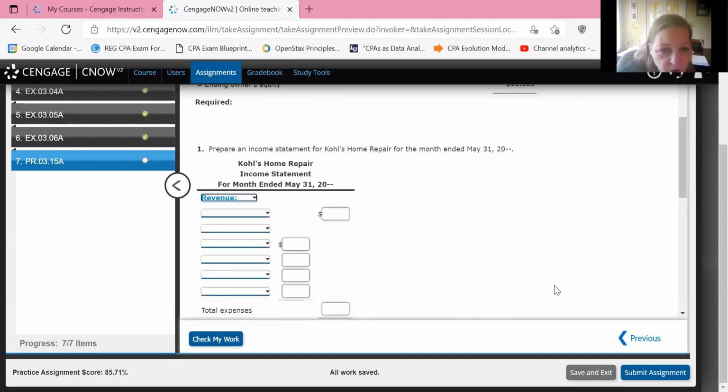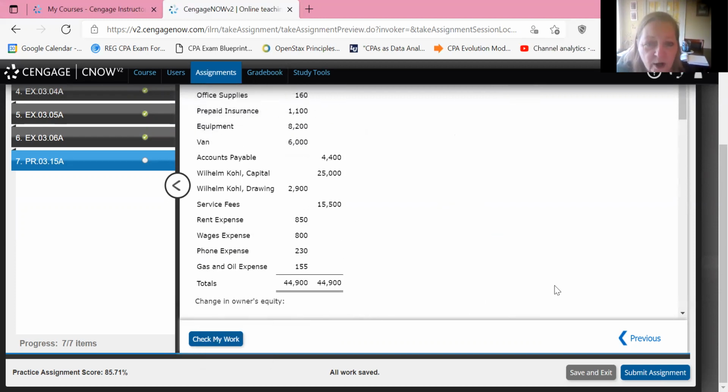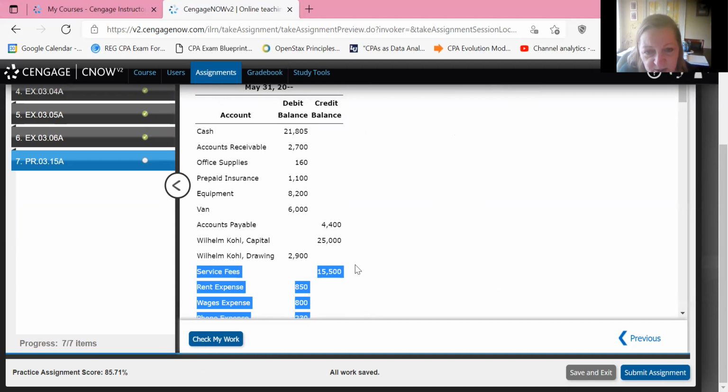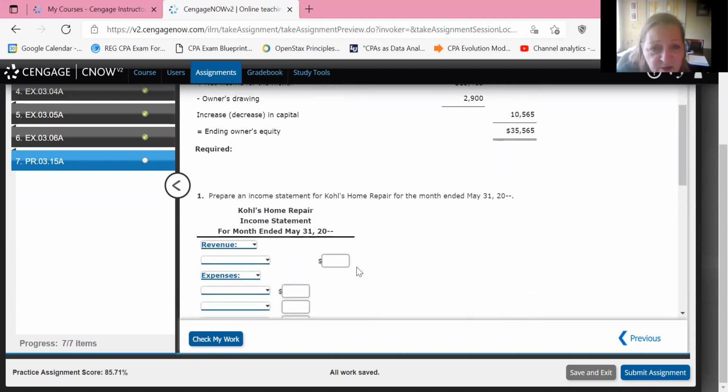And then we're going to need a heading that says expenses. And so there's only one revenue account in this group, and you see it there, service fees right here. Well, let me just pick service fees, but that's okay. I won't pick all these income and revenue and expense accounts actually. Service fees is $15,500.